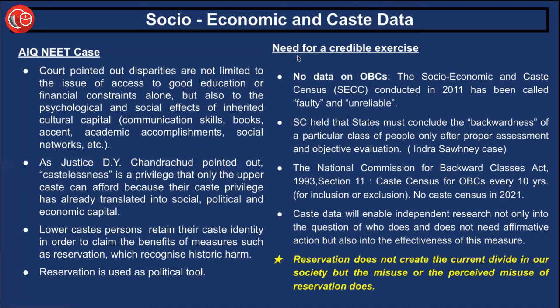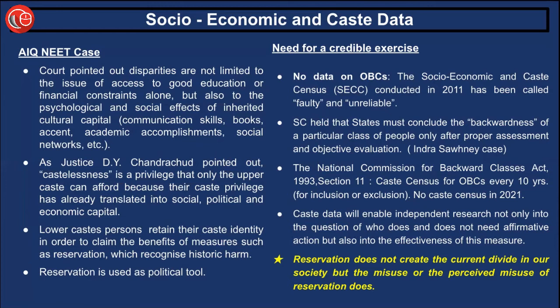Now let's see why we need the credible exercise of having reliable data. First of all, the problem is that no specific or credible data is available on the OBCs, that is the other backward castes. The socio-economic and caste census, which was conducted in 2011, and the data collected through it, has been called faulty and unreliable for several reasons. And the Supreme Court held that states must conclude the backwardness of a particular class only after proper assessment and objective evaluation.